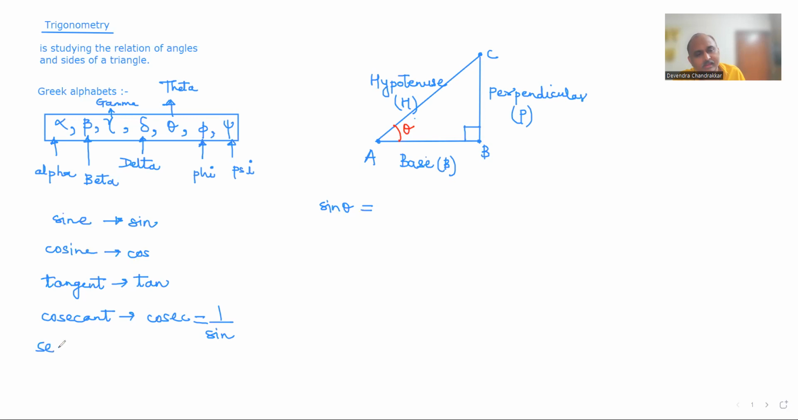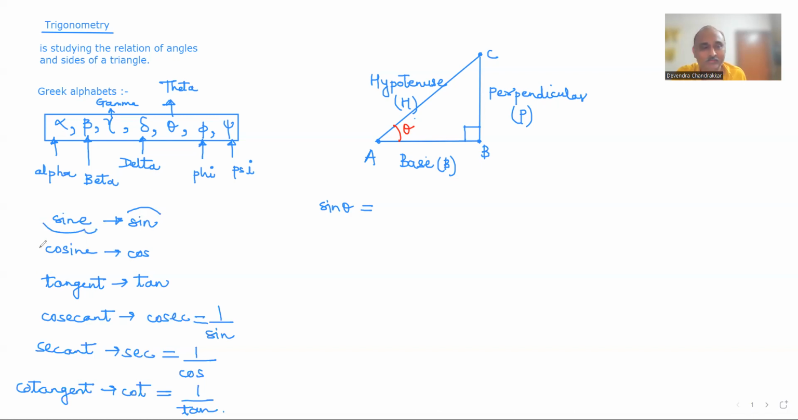Then there is secant. We write it in short as sec. This is 1 upon cos. And the last one is cotangent. We call it cot, and this is the inverse of tan. So the last 3 are inverses of the first 3, right? Inverse means 1 upon. In short they are written like this. Don't read this as sin, you will be committing a sin. It is sine only. So sine, cos, tan, cosec, sec and cot. Any confusion, any clarity you want in this?